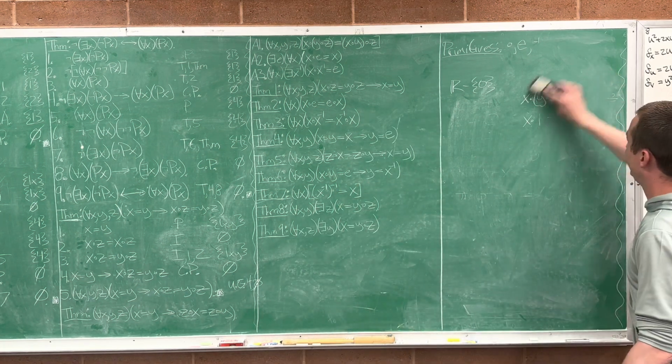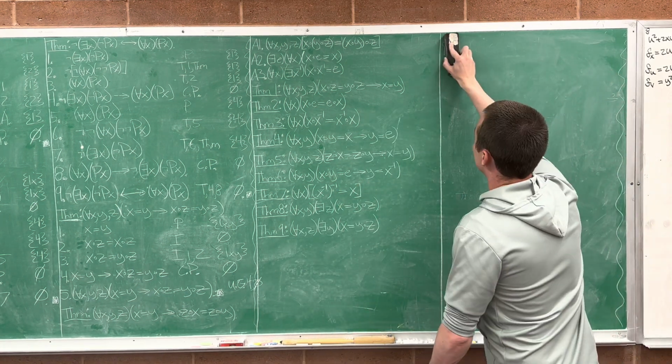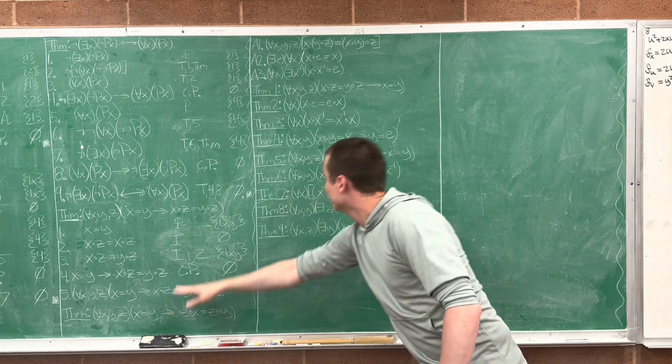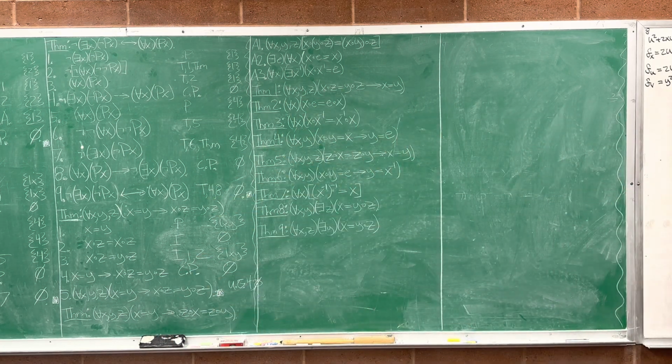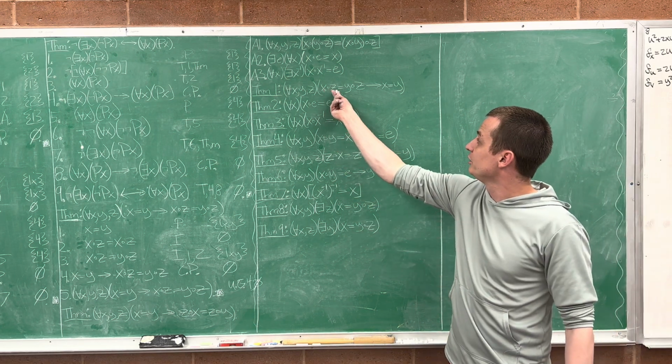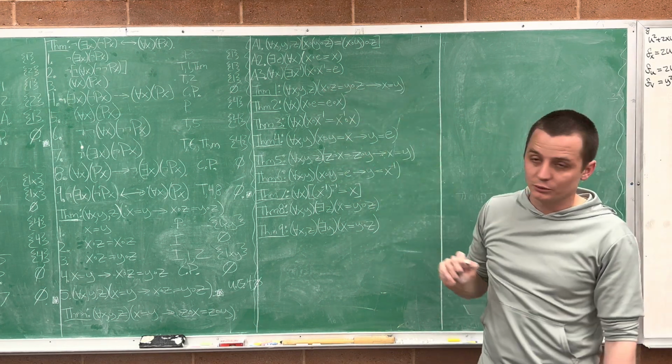So we've only got those 3 axioms. And from those 3 axioms, we're going to prove all these theorems. First theorem we're going to prove is what we call the right-hand cancellation law. If x compose z is equal to y compose z, then x is equal to y.